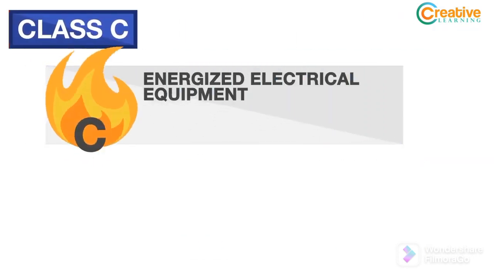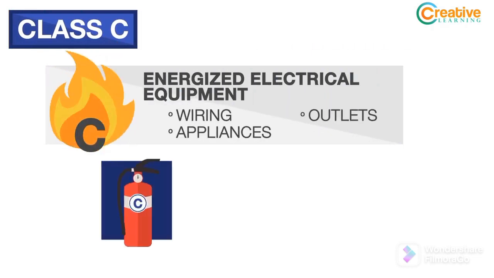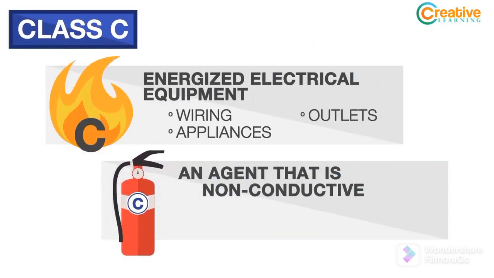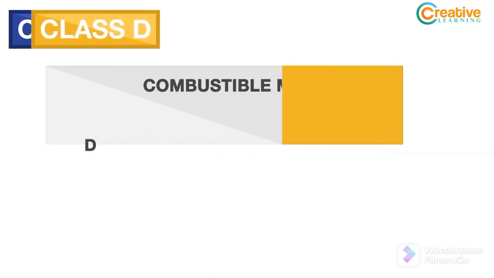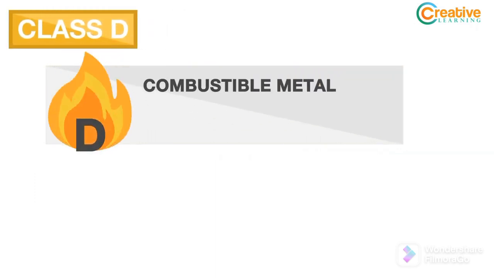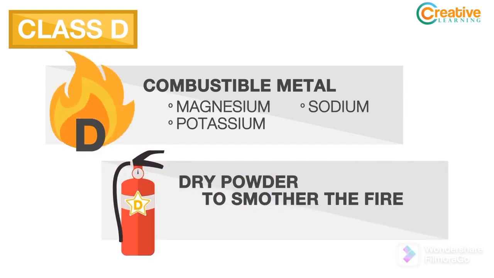A Class C fire involves energized electrical equipment. A Class C fire extinguisher contains an agent that is non-conductive, such as carbon dioxide. A Class D fire occurs when the fuel is a combustible metal. A Class D fire extinguisher contains dry powder to smother the fire.